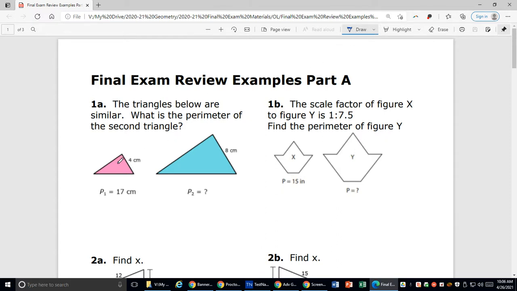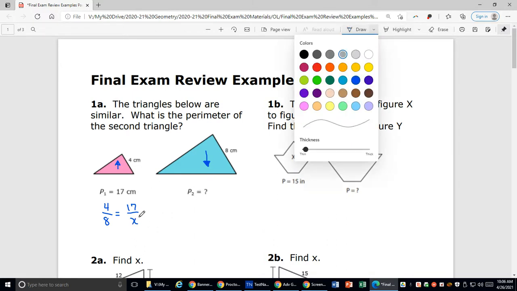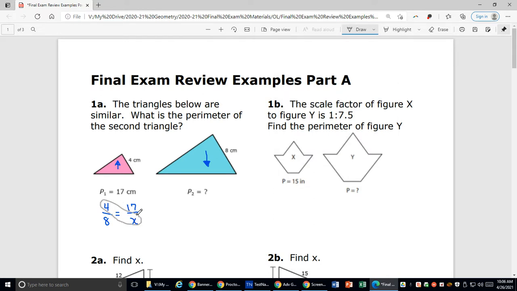So when I compared one triangle that I put an up arrow in with the other triangle that I put a down arrow in, I would remember to always put this in a numerator, always put this in a denominator. When I compare the side 4 over the side 8, I could reduce that to 1/2 and work with smaller numbers. And then my up arrow, the perimeter 1, is 17. And my perimeter 2 for my down arrow, that's what I'm trying to find. So in this case, we're going to need to cross multiply.